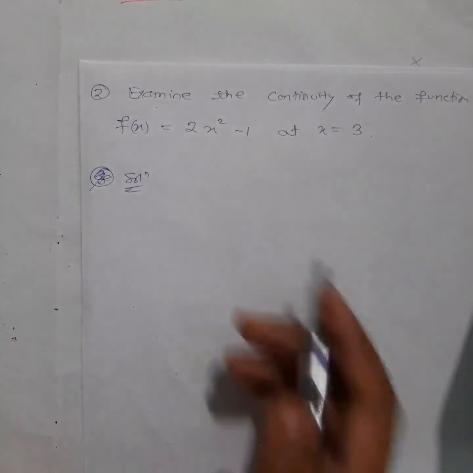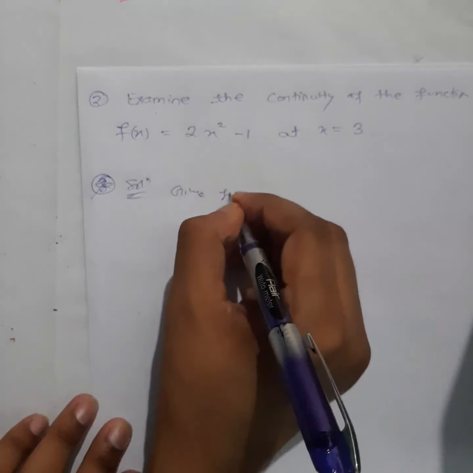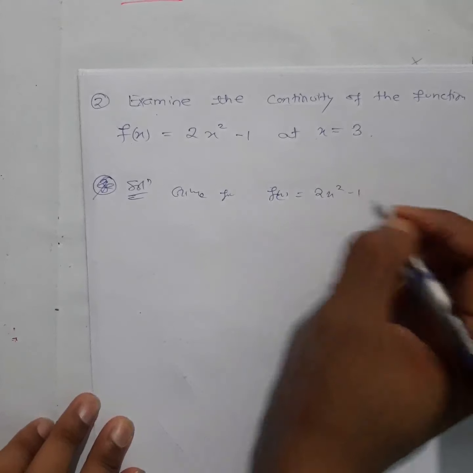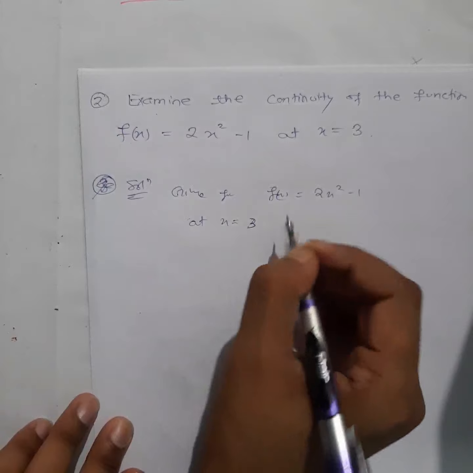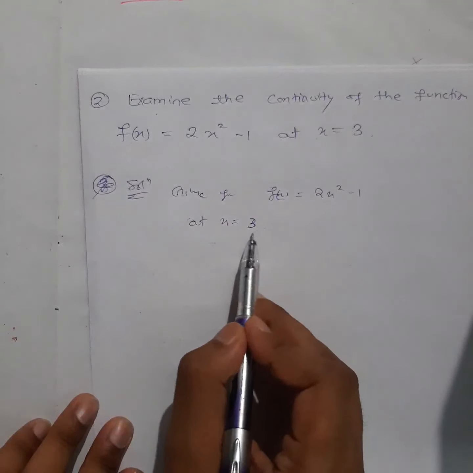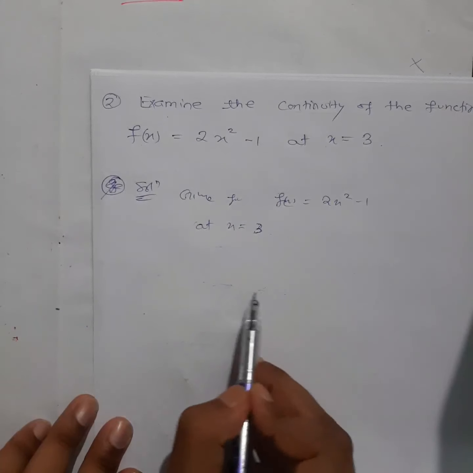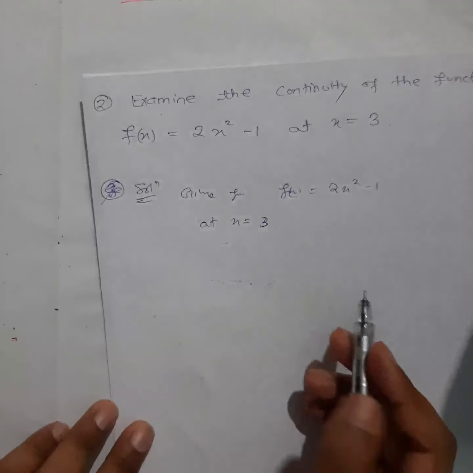So how will I do this? Again, same. First find out the left hand limit. The given function is f(x) = 2x² − 1 at x = 3. So when you take x equal to 3, first I will approach towards 3 from the left and from the right, and find out what f(x) tends to, whether it is tending towards the same value or not, and whether that value also exists at x = 3.